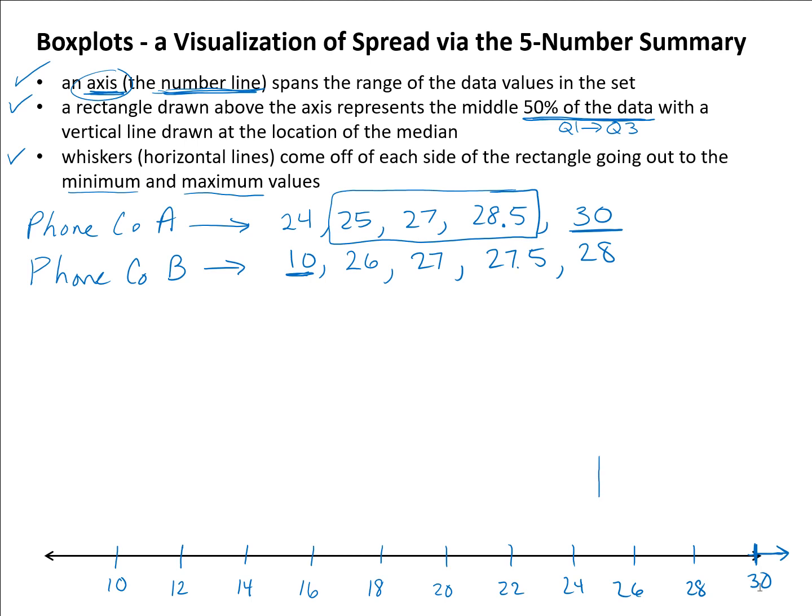So 25 is halfway between 24 and 26, and then 8.5 would be halfway between 28 and 29. So I have a little tick here where 29 would be. Halfway between 28 and 29 would be about here. So I put the box together, just a nice little rectangle. This is the box of a box plot.